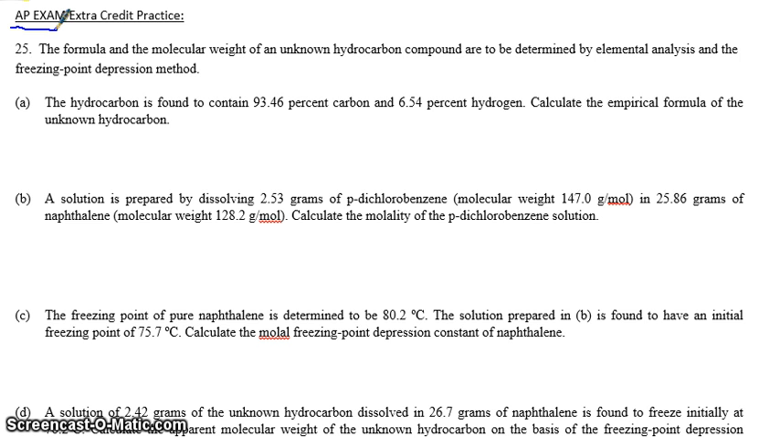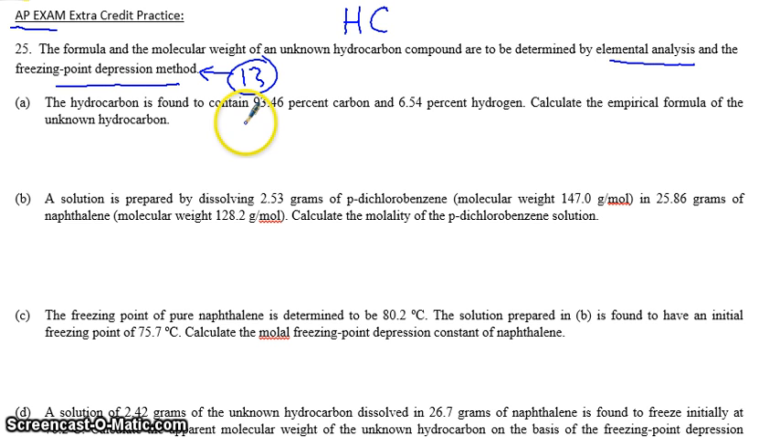The formula and molecular weight of an unknown hydrocarbon, remember this means a compound made of hydrogen and carbon, are to be determined by elemental analysis and the freezing point depression method. This is what we talked about in Chapter 13. And here is what we begin with. The hydrocarbon is found to contain 93.46% carbon and 6.52% hydrogen. Calculate the empirical formula of the unknown hydrocarbon.